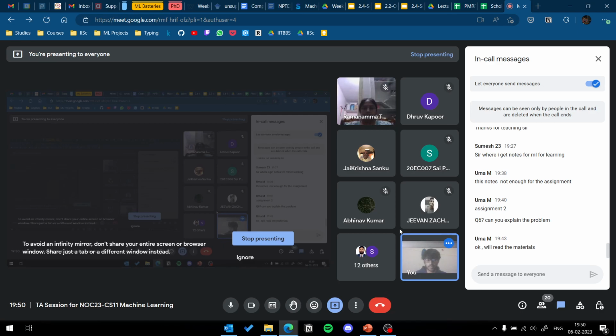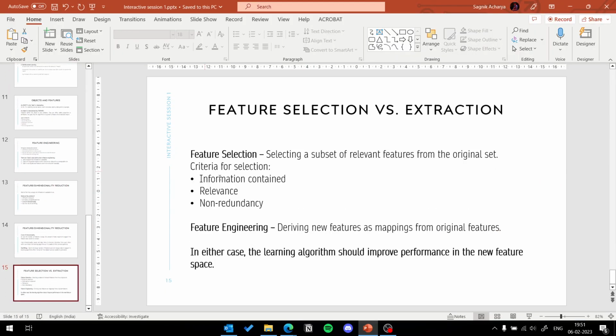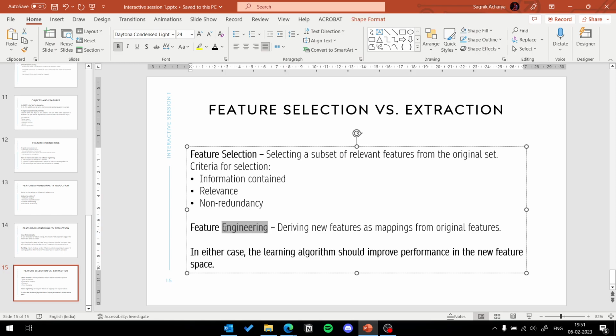So if I create a new feature out of, say, a combination of 2 or 3 features, and then I test the information it has, whether it's redundant, and the conditions which I gave here, and whether it's relevant. So first of all, this is feature extraction.